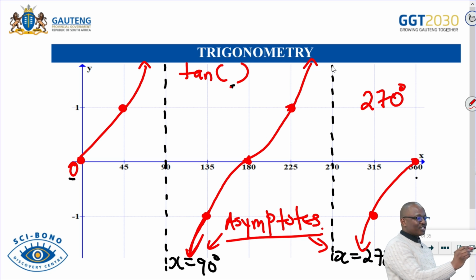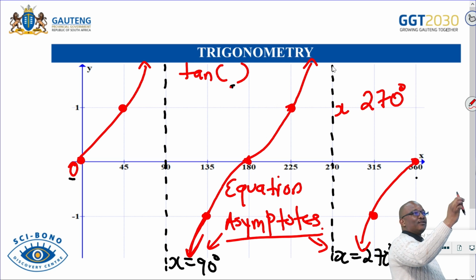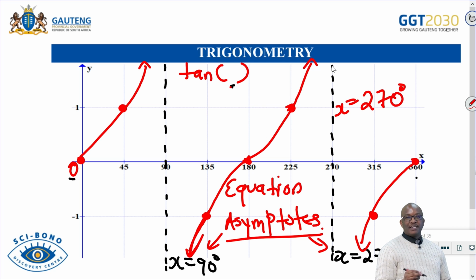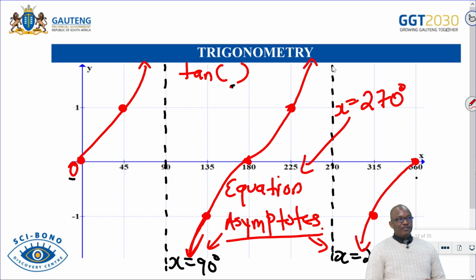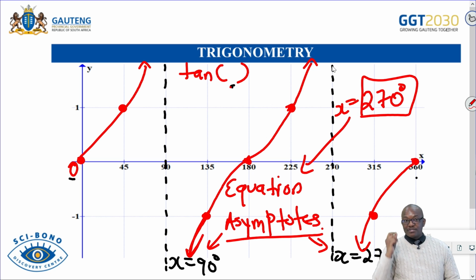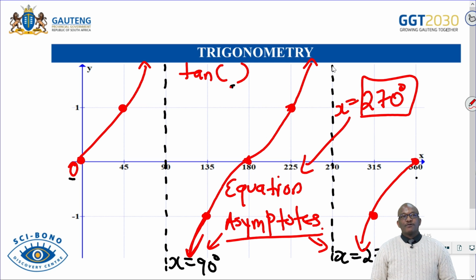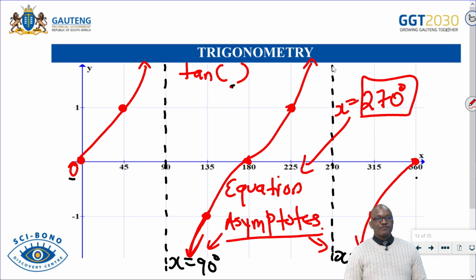But when the question says the equation of the asymptote, it must have an equal sign. The minute you say x is equal to, then that is the equation of the asymptote. If you only write 270 without saying x is equal to 270, then you will be penalized for that. Okay. So that's how we sketch our graph of tan.